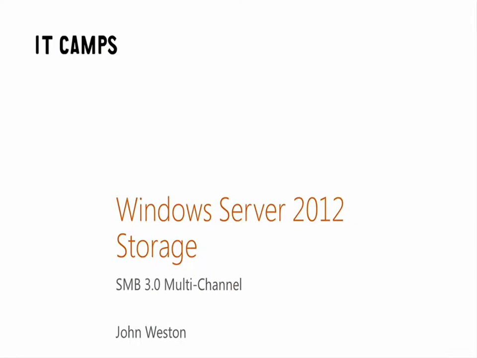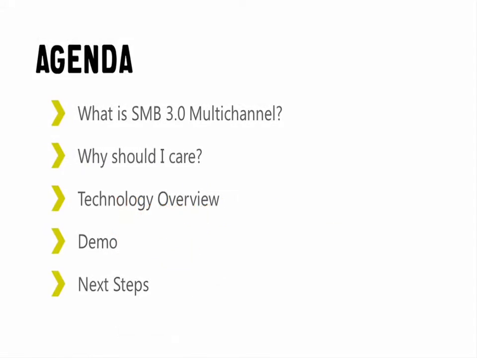My name is John Weston with Microsoft, and this series of camp events we're doing is around Windows Server 2012. In this module we'll take a look at networking capabilities. Specifically in this section we're going to take a look at SMB 3.0 multi-channel. Our agenda for this section talks about what is SMB 3.0 multi-channel, why do I care about that, and how can I use that in my office.